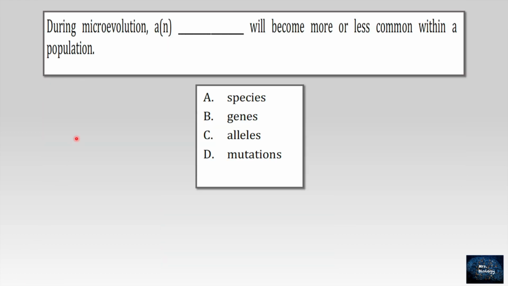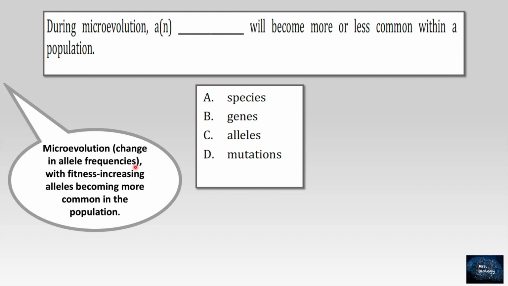Now we reach the last question of this part. During microevolution, a or an blank will become more or less common within a population. Simply, let's exclude choices A and D. Why? Species is not related to being more or less common, and even mutation is a change in DNA. Microevolution is related to alleles, and alleles are different forms of genes. So if we want to define microevolution, it's a change in allele frequencies that later on become more common in the population. So the right answer here is C, which is alleles.